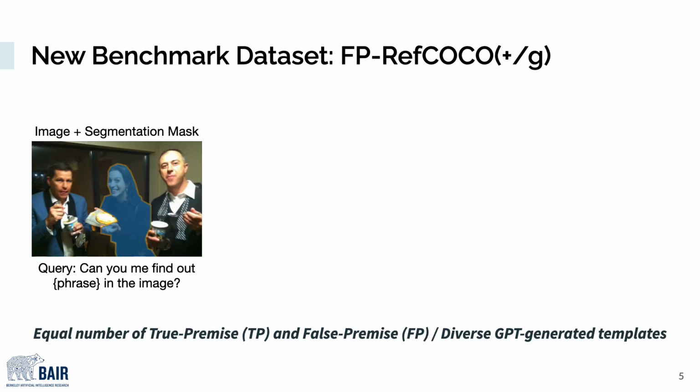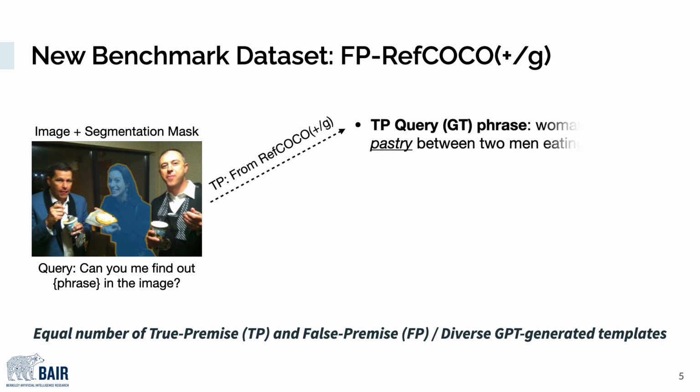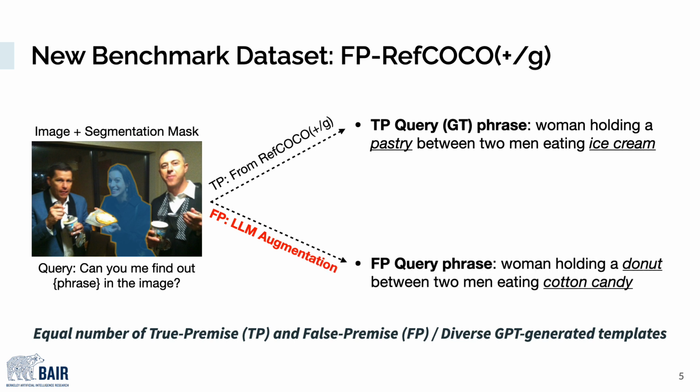To support the new task, we then introduce a new benchmark dataset, FPRevCoco. This dataset contains an equal number of true and false premise queries with diverse GPT-generated templates. For true premise queries, the output is a segmentation mask sourced directly from the RevCoco data. For false premise queries, we use the LLM to augment these data and ask the model to correct them back to the ground truth phrases.